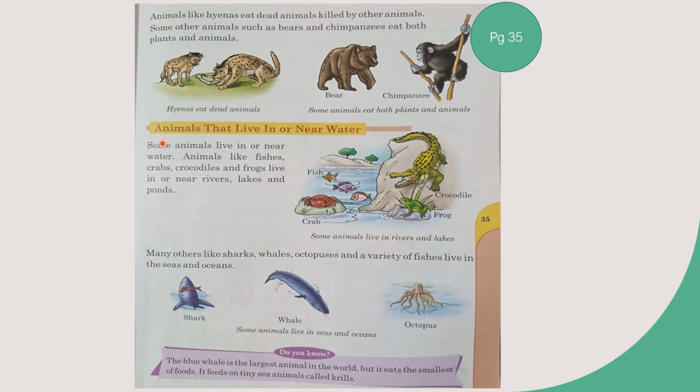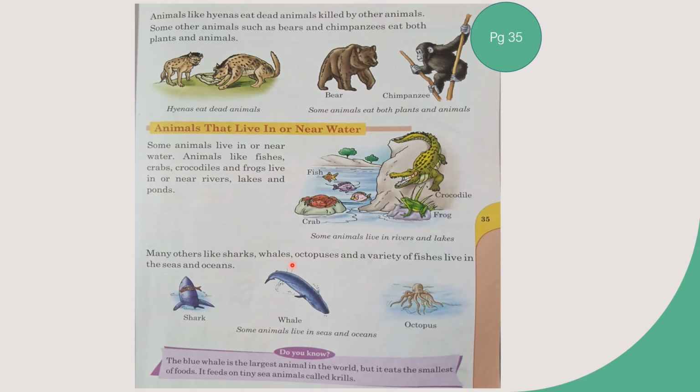Now let's come to animals that live in or near water. Some animals live in or near water. Animals like fishes, crabs, crocodiles, and frogs live in or near rivers, lakes, and ponds. So there are certain animals, for example, crocodile, fish, crab, frog, they all either live inside the water or near the water bodies. Many others prefer to live in rivers and lakes and ponds, जो कि small water bodies होती हैं.